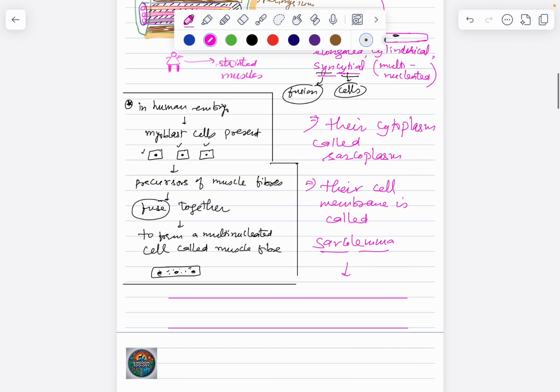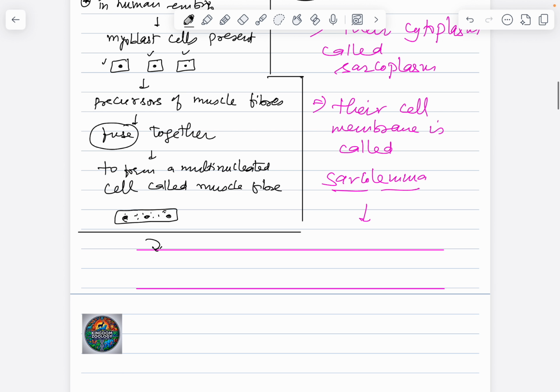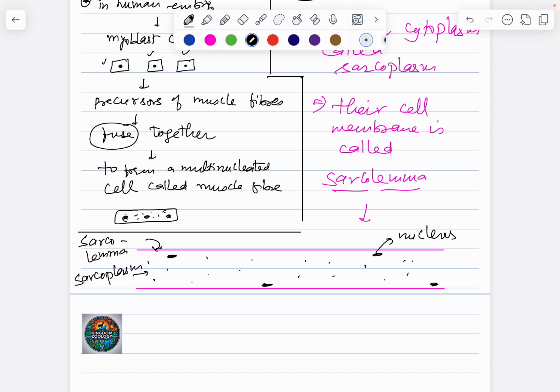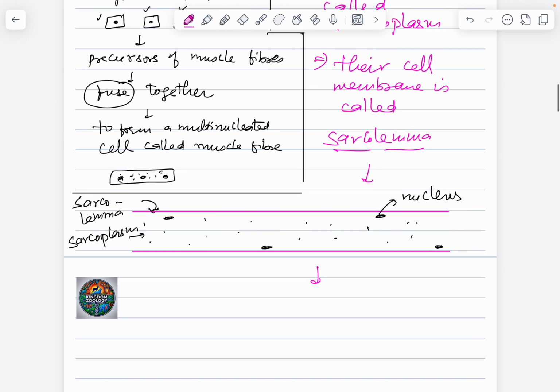In this we can show the labelings of various parts. The cell membrane here, what should we call it? Sarcolemma, as I told you. Then there'll be of course a few nuclei in this portion. Here are the nuclei. A single one is nucleus, the plural for that is nuclei. There is of course the cytoplasm also. And what exactly is this cytoplasm called? Sarcoplasm, right?